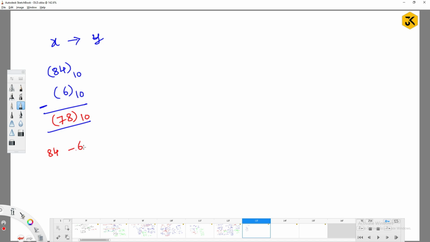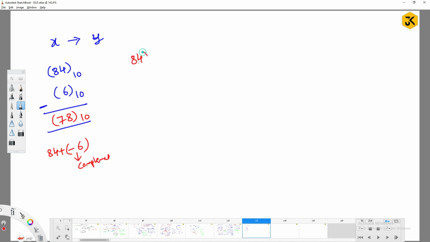So while performing subtraction, you have to use some other kind of circuit, right? Instead of that, I can represent it like this: 84 plus minus 6. This minus 6 I can also write in an alternative form. Alternative means what? Some complement value. So for minus 6, you have to find the complement value first.